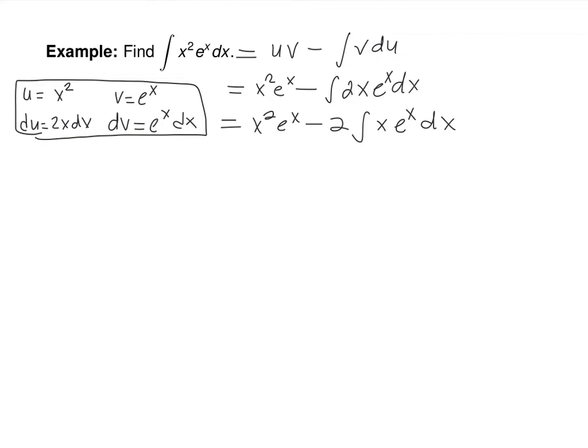So we're going to repeat the process, and we're going to repeat it with just this integral, and we're just going to carry along our other terms for the ride. So let u equal x, and let dv equal e to the x dx. So now du is just dx, or 1 dx. v, the antiderivative of e to the x, is e to the x.